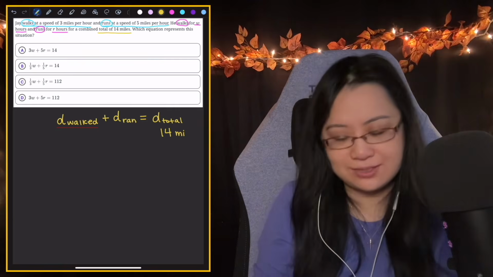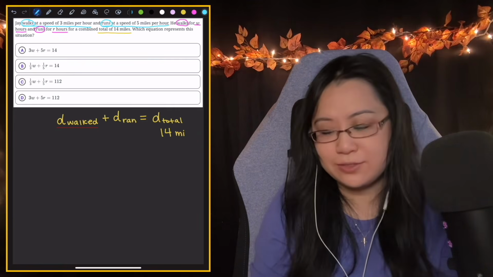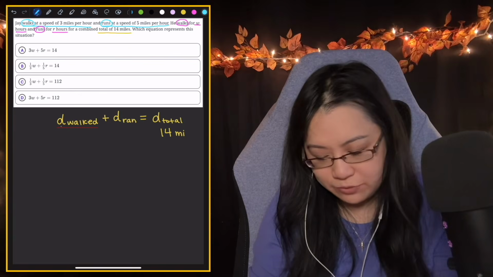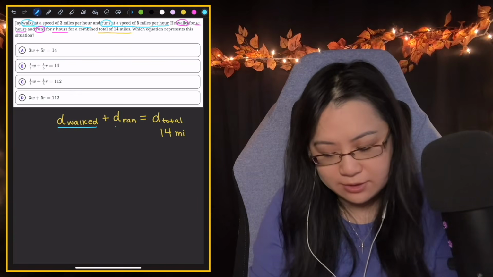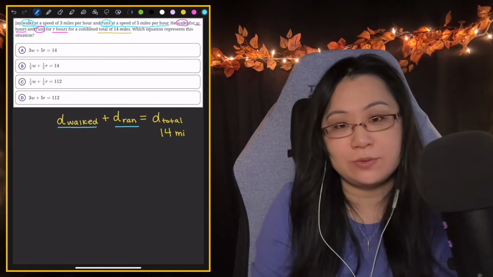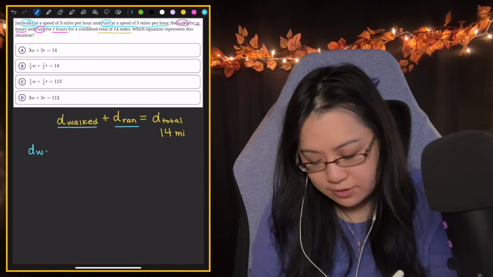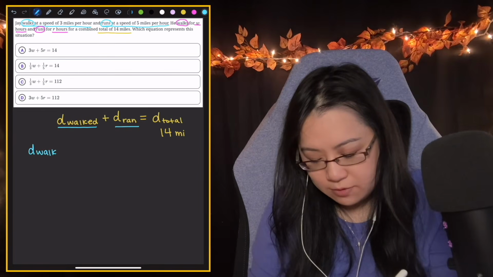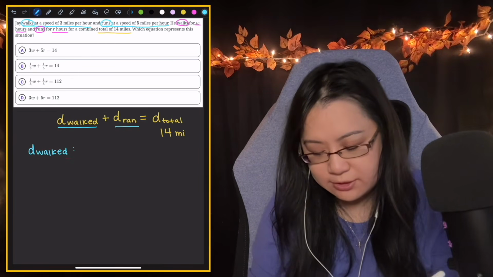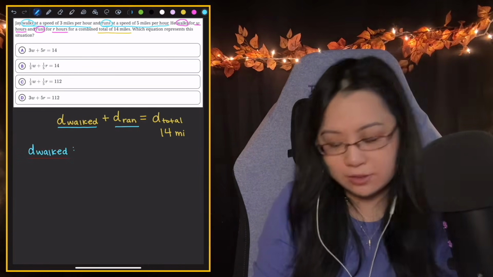Because that's what it says here, right? Okay, so now it just comes down to breaking down D walked and D ran, right? The total distance for each. So we'll do this step by step. D walked, so what is the total distance that he walked?